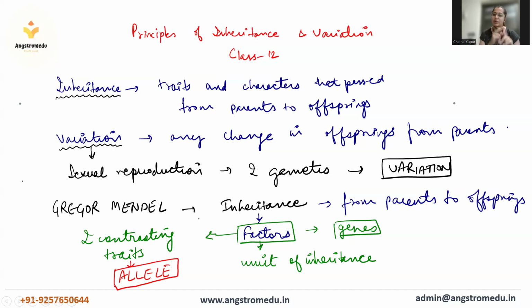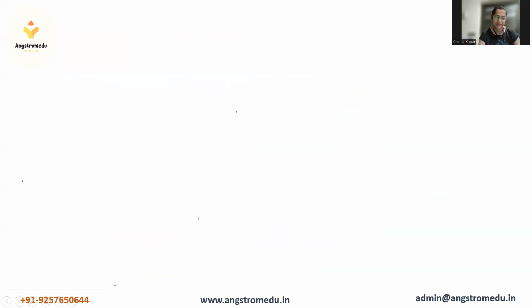So first is inheritance. What is inheritance? The traits and characters that pass from parents to offspring is called inheritance. Variation means any change in offspring from parents. It results from sexual reproduction because two gametes are involved in that. Next, who was George Mendel? He actually termed the condition that is called inheritance. That means these are the characters that are passed from the parents to offspring. And what is the unit of inheritance? This is called factors.